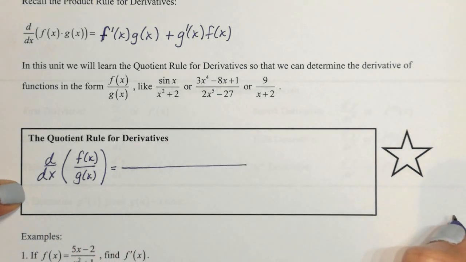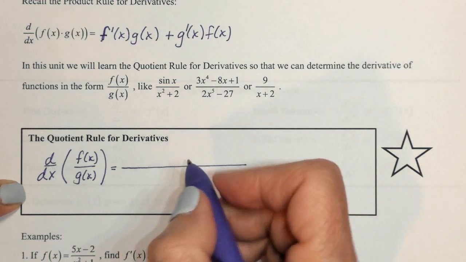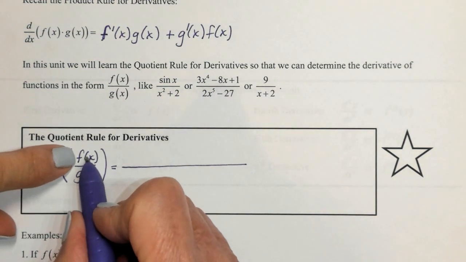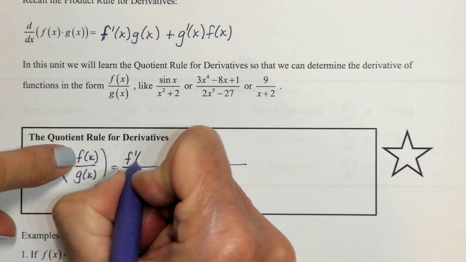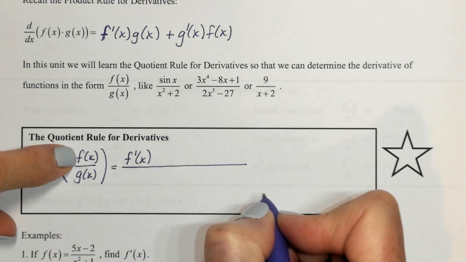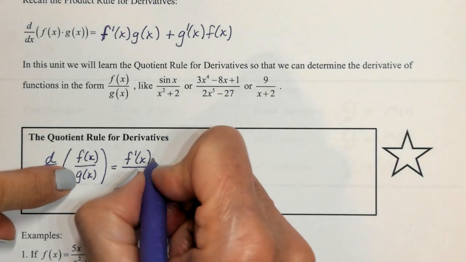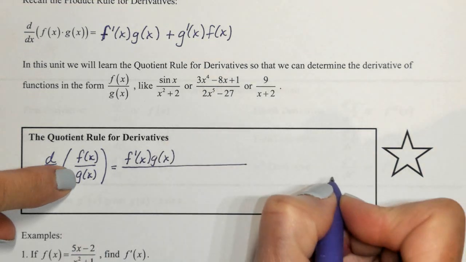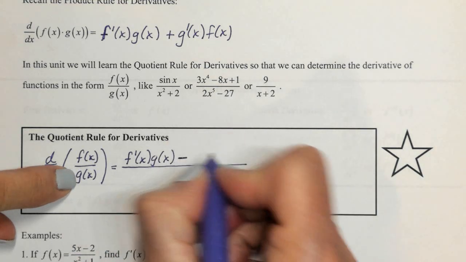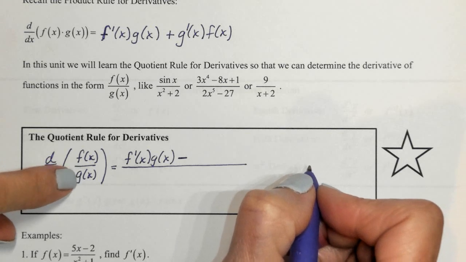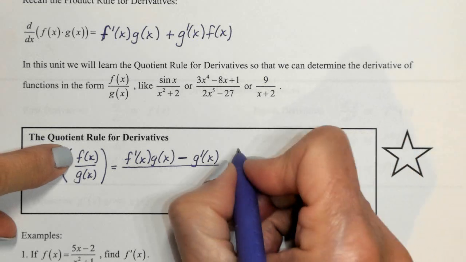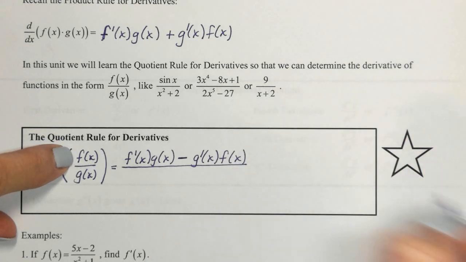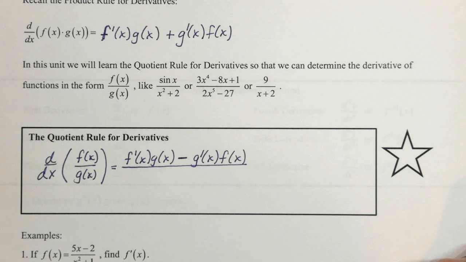Okay? In the numerator of this quotient, start at the top. You must start at the top and take its derivative, f prime of x. Multiply by the denominator function left alone, minus, not a plus. And then the derivative of the bottom function times the top function left alone. That is the numerator for the quotient rule.